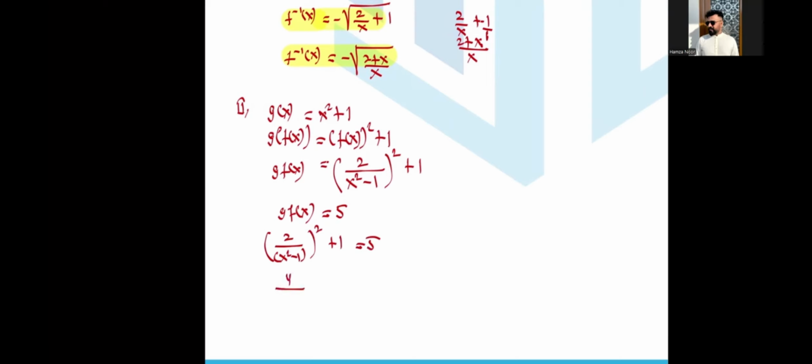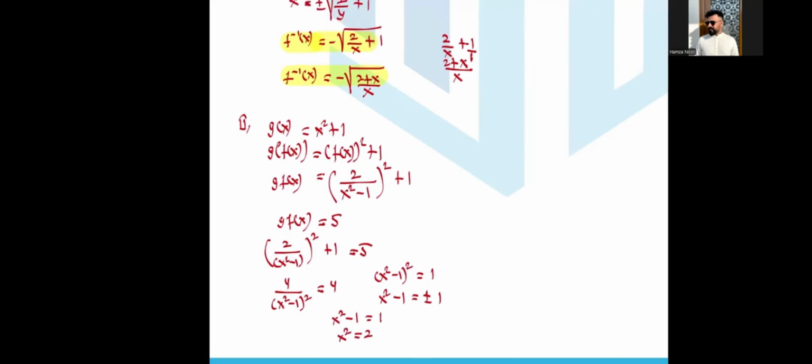Okay, so 4 divided by (x² − 1) whole squared is equal to 5 minus 1, which is equal to 4. So this means that (x² − 1) whole squared is equal to 4 over 4, which is supposed to be 1. So this means x² − 1 is equal to ±1. Okay, so this means x² − 1 is either equal to 1, so x² is equal to 2.